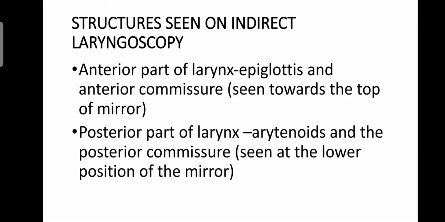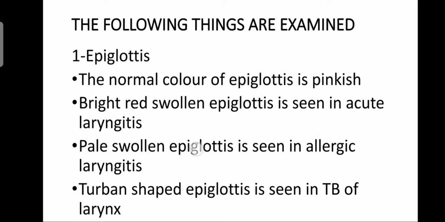Structures seen on indirect laryngoscopy. Anterior part of larynx, epiglottis and anterior commissure, seen towards the top of the mirror. Posterior part of larynx, arytenoids and the posterior commissure, seen at the lower position of the mirror. The following things are examined.